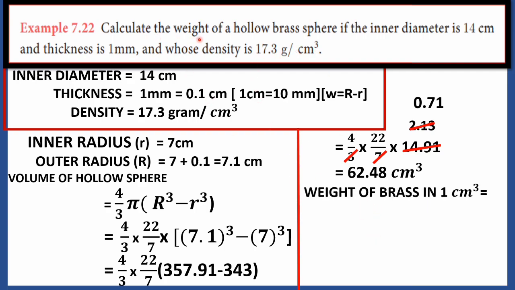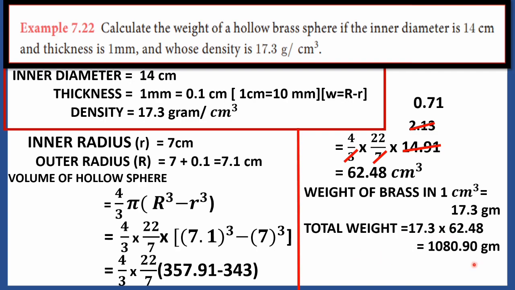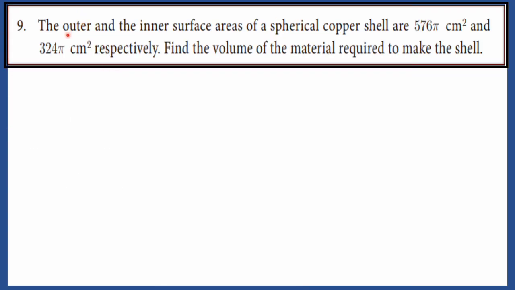But we have to find the weight. Weight of brass in 1 centimeter cube equal to 17.3 gram. So total weight equal to 17.3 into 62.48, 1080.9 gram. Total weight equal to 1080.9 grams.